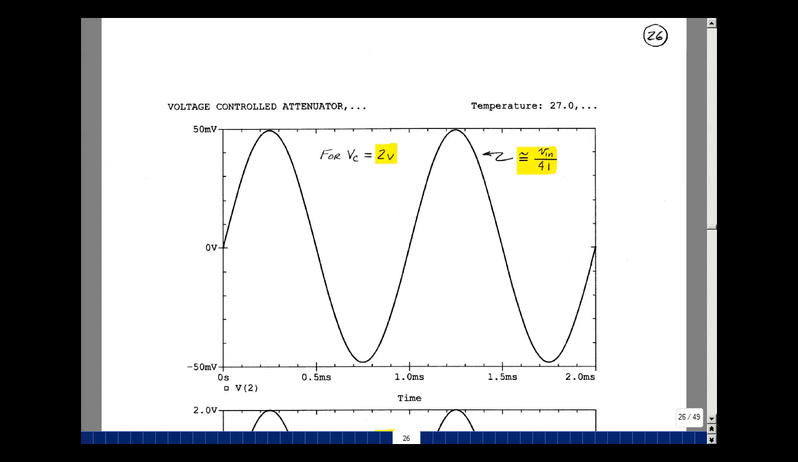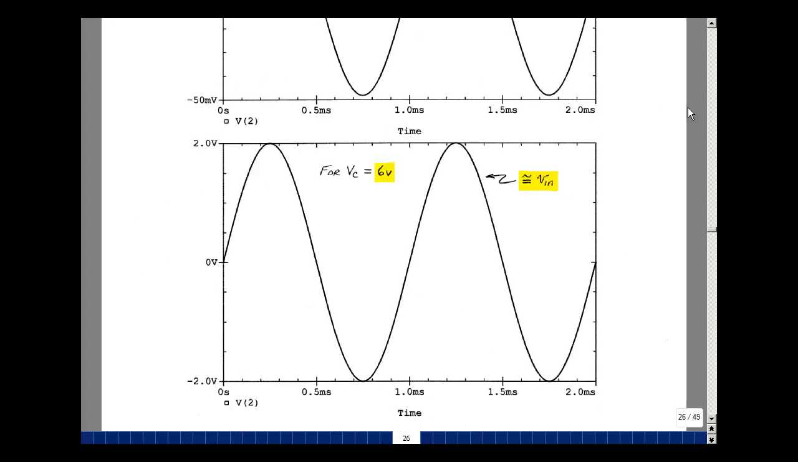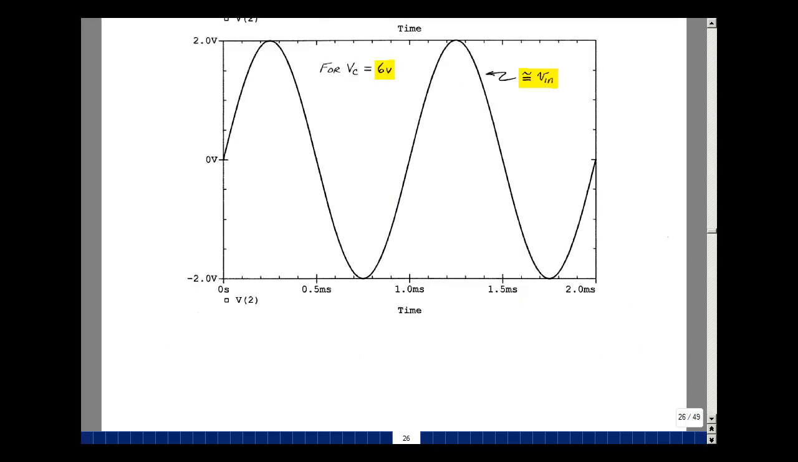I'll run the same simulation, but now make the controlling voltage equal to 2 volts, so the gate source is equal to minus 2. Again, we get an attenuation, and the peak here is a little bit less than 50 millivolts given a 2 volt input, and that's approximately Vn divided by 41. Run the simulation again with the control voltage equal to 6 volts, which would put us into cutoff, and the output equals the input. Our attenuator is working as we expected.